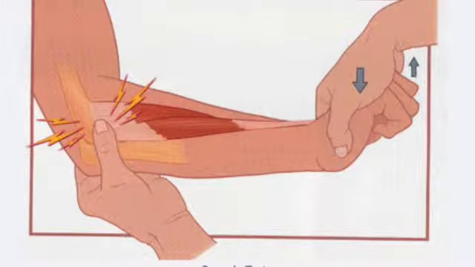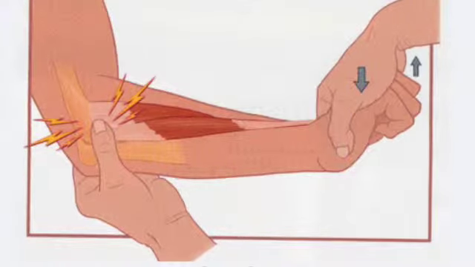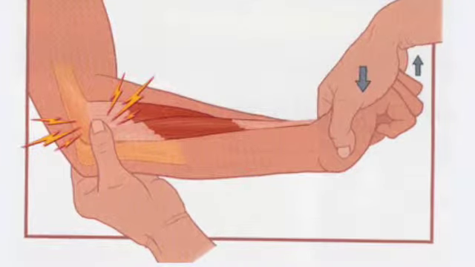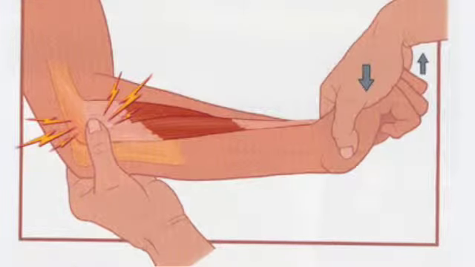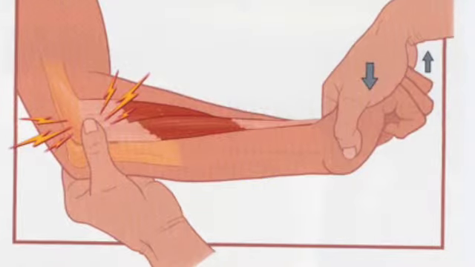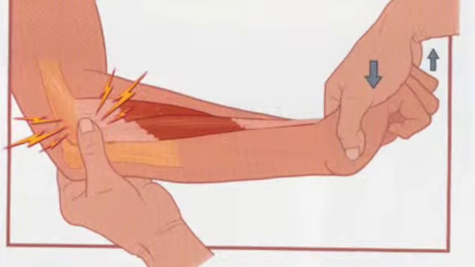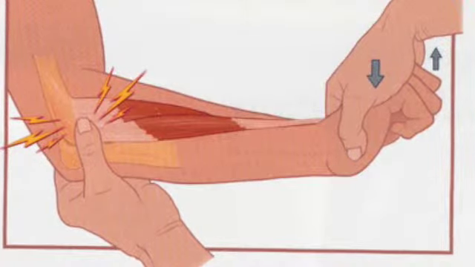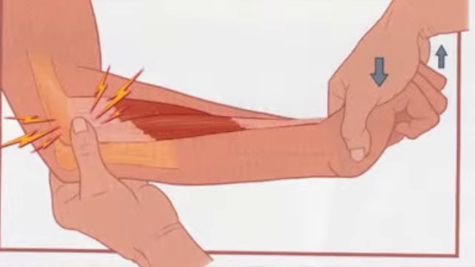Here is a visual of the Cozen's test. For the Cozen's test, the patient's elbow is stabilized by the examiner's thumb, which rests on the patient's lateral epicondyle. The patient is then asked to make a fist, pronate the forearm, and radially deviate and extend the wrist while the examiner resists the motion. A positive sign is indicated by sudden severe pain in the area of the lateral epicondyle of the humerus.